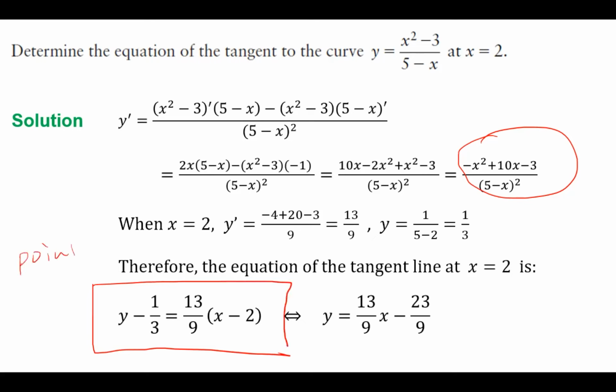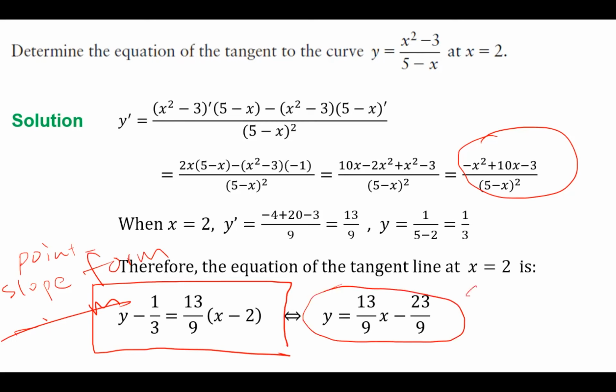This is called the point slope form. Usually we'll convert that line to a slope intercept form as the final result. This is called the slope intercept form. So the slope of this line is 13 over 9. The y-intercept of this line is negative 23 over 9. Any questions?